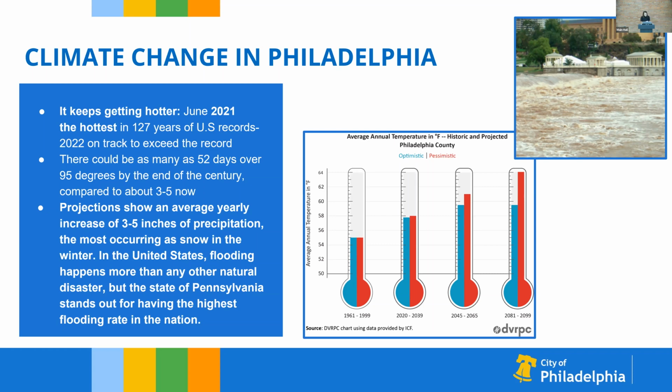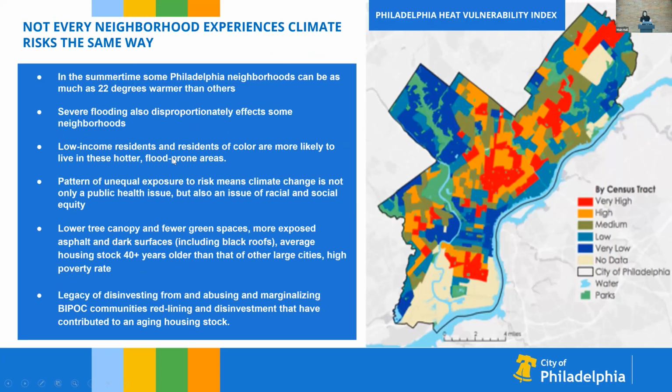And then we have projections that show us that there's also going to be an increase in precipitation in the form of mostly snow, actually, but also rain. And then we also know that PA has one of the highest flooding rates in the country. So flooding and heat are going to be our main factors, both of which have risen astronomically.